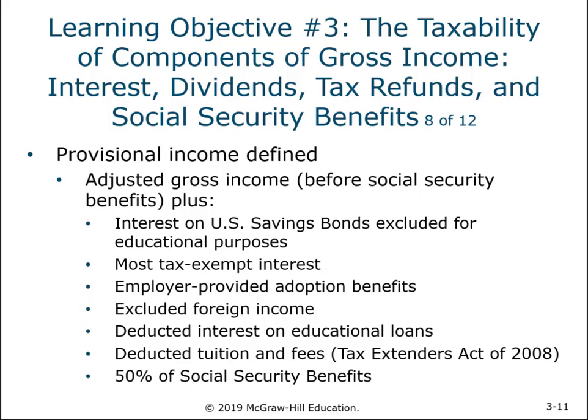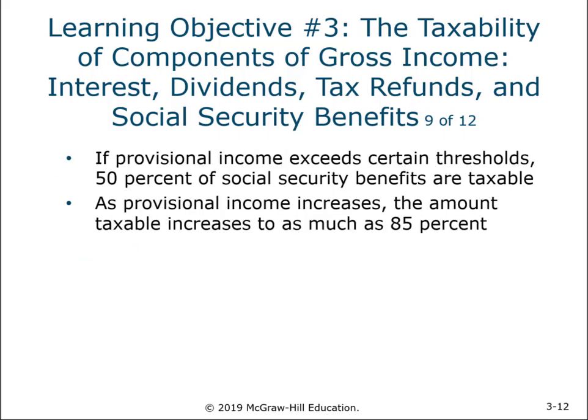Now, the other items listed here on the slide are also important, but having done this for a while, the ones that come up most of the time when you're calculating provisional income are tax-exempt interest, and then, of course, the 50% of Social Security benefits, because obviously that applies, or you wouldn't be doing this. The others come up once in a while.